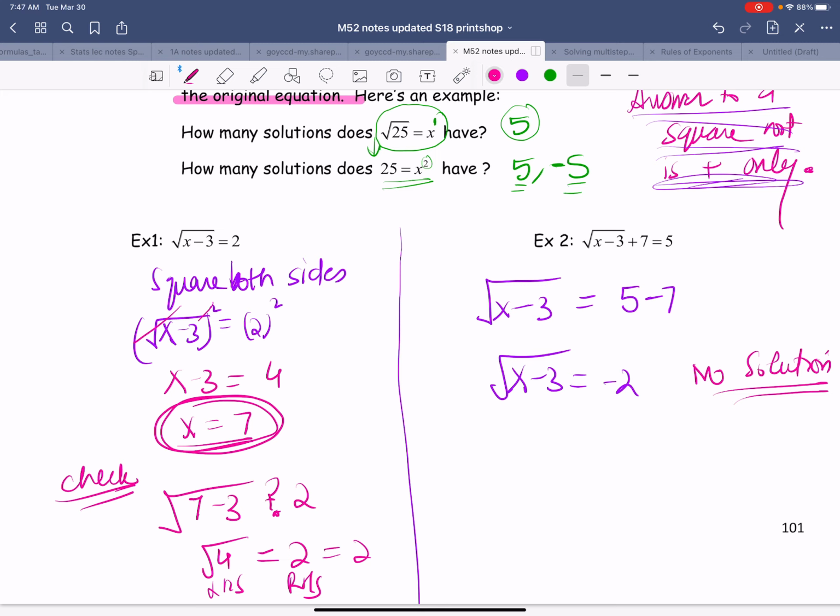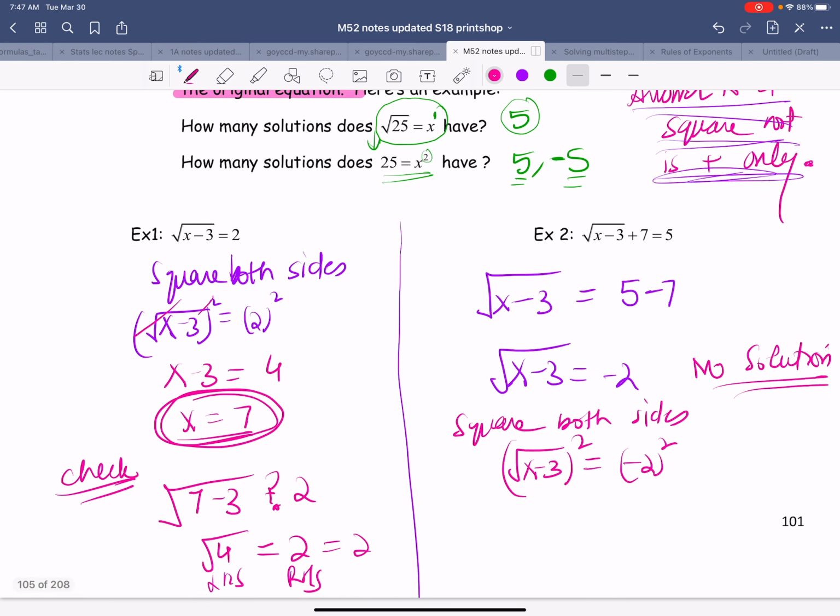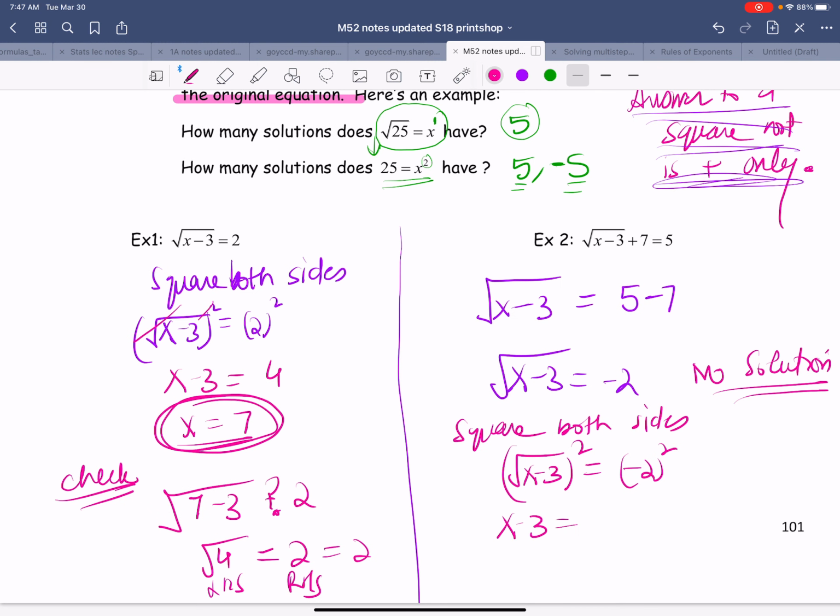So in case somebody forgets and they go to the next step, square both sides. So x minus 3 squared equals negative 2 squared. Looks like it would be x minus 3 equals 4, x equals 7.